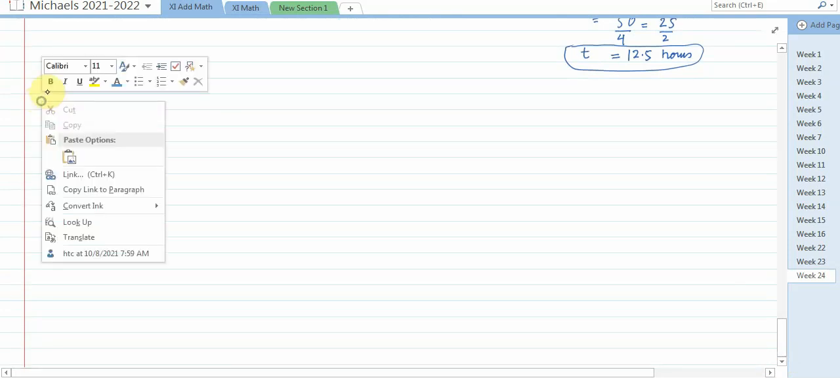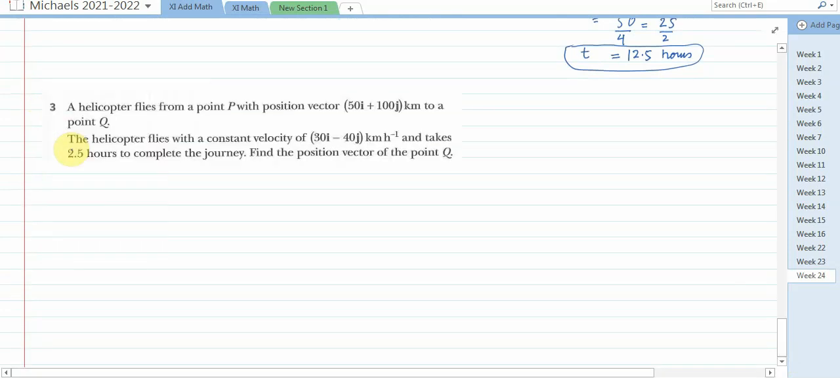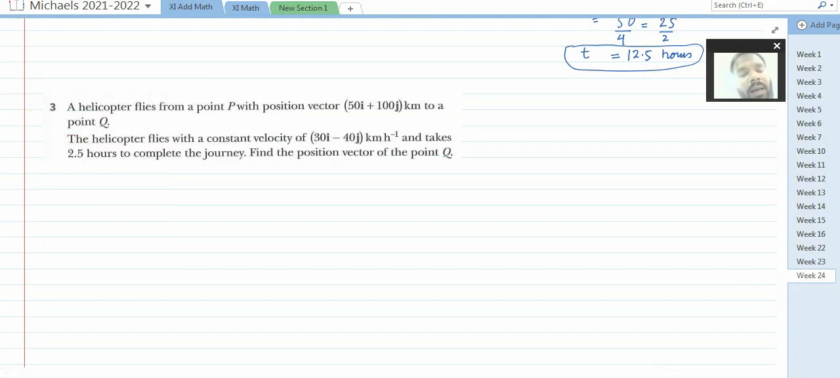It's question number 3. Alright, the question says a helicopter flies from a point P with a position vector of 50i plus 100j to a point Q. The helicopter flies with a constant velocity of 30i minus 40j and takes 2.5 hours to complete the journey. Find the position vector of Q.